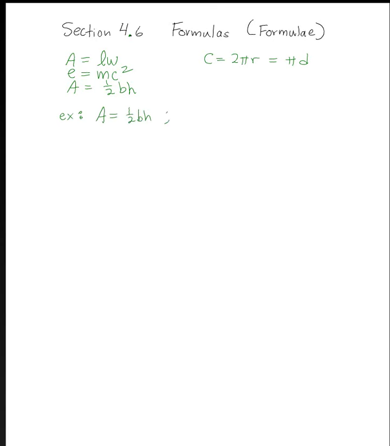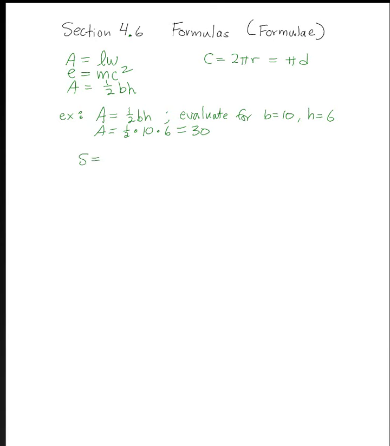And I might ask you to evaluate for B equals 10, H equals 6. All I'm really asking you to do there is plug the numbers in and figure out what's left. Pretty simple. A would be 1/2. Instead of B, we write 10. Instead of H, we write 6. 1/2 times 10 is 5. 5 times 6 is 30. Okay, so evaluate just means plug in the numbers that I give you and figure out whatever letter is left over.